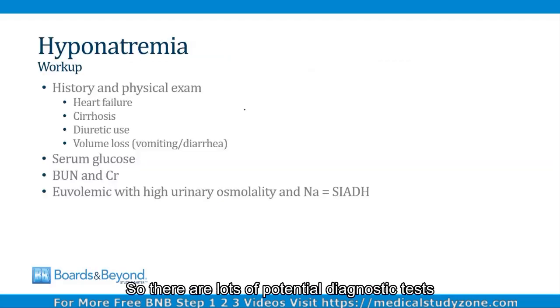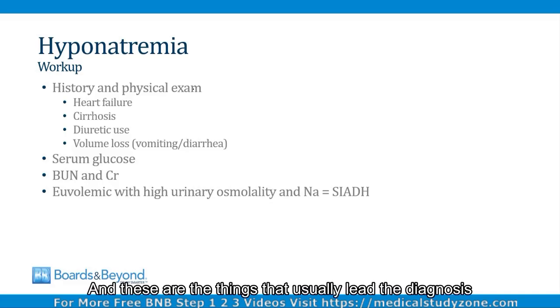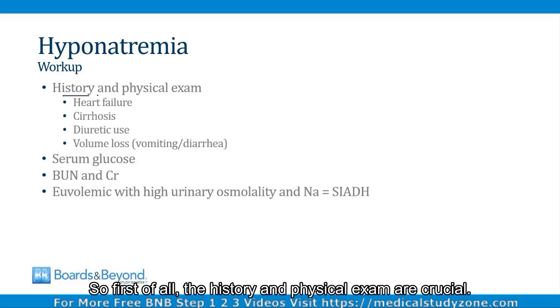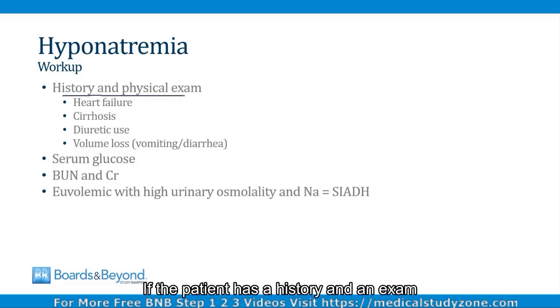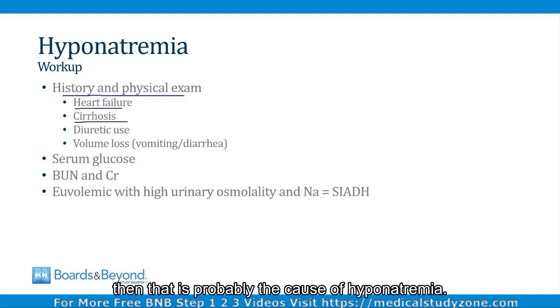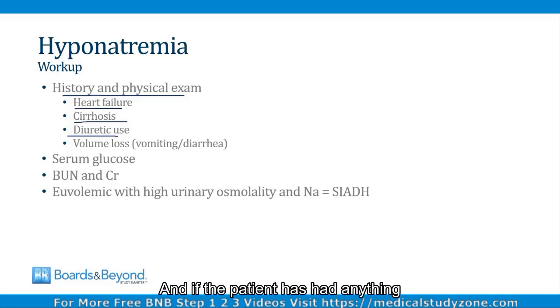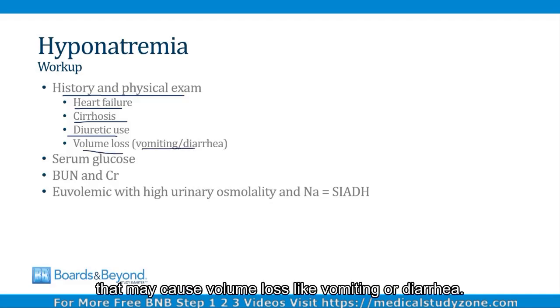So there are lots of potential diagnostic tests that can be part of the workup for hyponatremia. But on this slide, I've summarized some of the most important elements of the workup of hyponatremia, and these are the things that usually lead to the diagnosis in most cases. So first of all, the history and physical exam are crucial. If the patient has a history and an exam consistent with heart failure or cirrhosis, then that is probably the cause of hyponatremia. You also can determine by history if the patient has been taking diuretics and if the patient has had anything that may cause volume loss like vomiting or diarrhea.